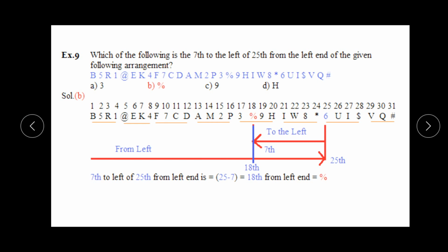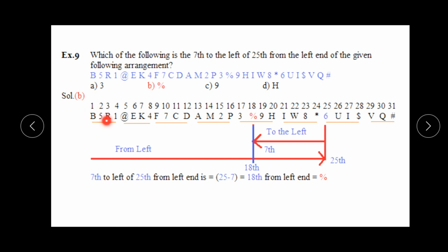How will we see the question: which of the following is 7th to the left of the 25th from the left hand of the given arrangement? It means this is the arrangement. First we would go to the 25th letter, and again come back to the 7th position. It means we are wasting time at this place. So we will subtract 7 from 25. 25 minus 7 is equal to the 18th letter. It means I have to count the 18th letter from the left side.